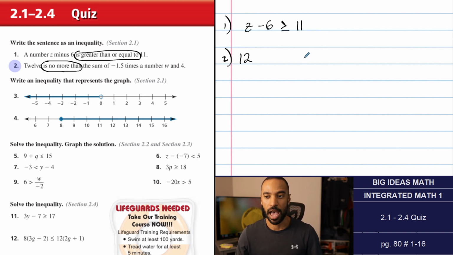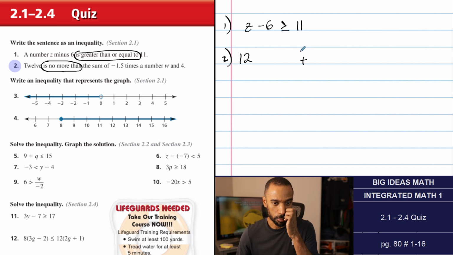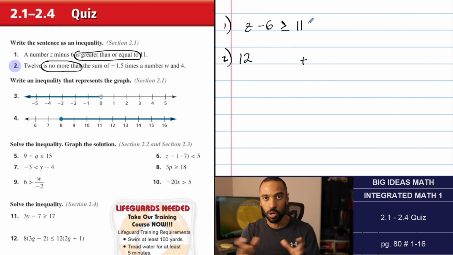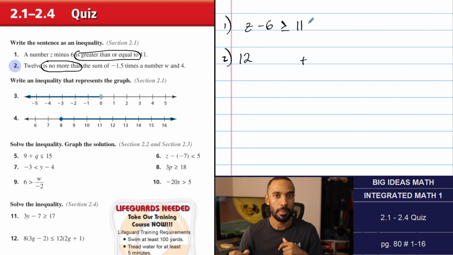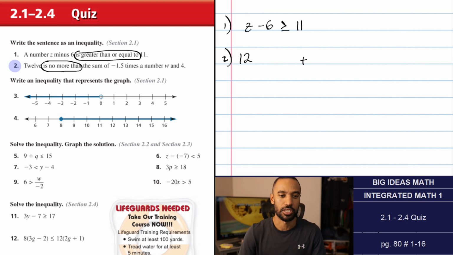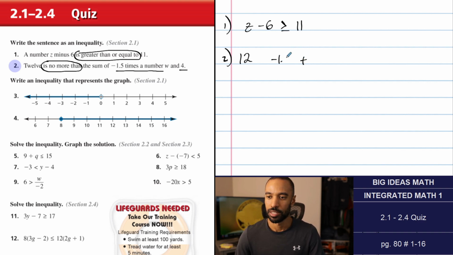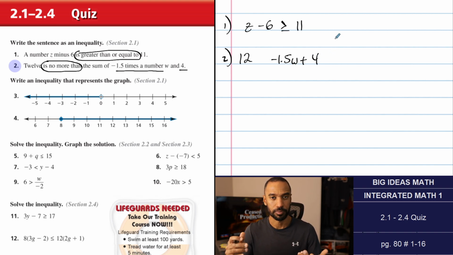So there's a sum that happens somewhere, a plus. They also mention there's a multiplication, negative 1.5 times a number w. So those two are multiplying together, but there's a sum of something and something else. The sum is of this and that. So negative 1.5 times a number w and 4 are summed together, and that's the other expression.